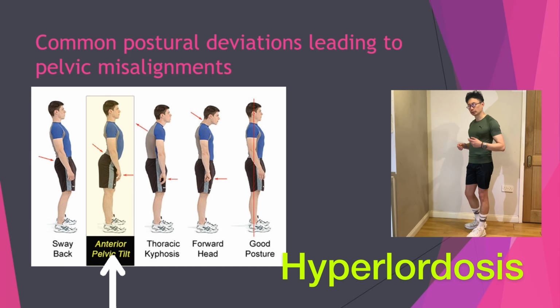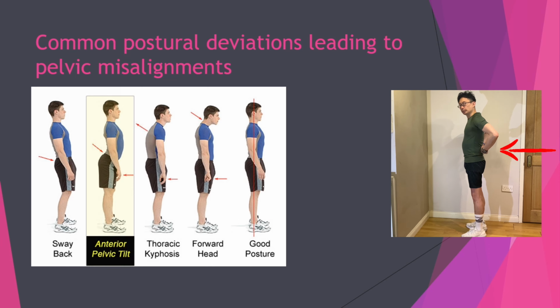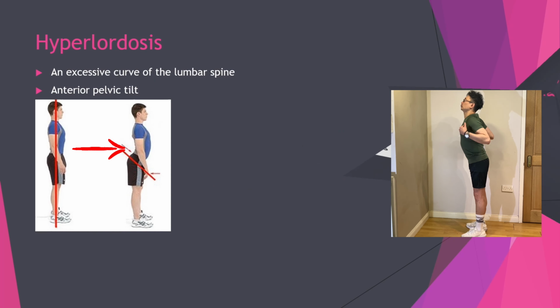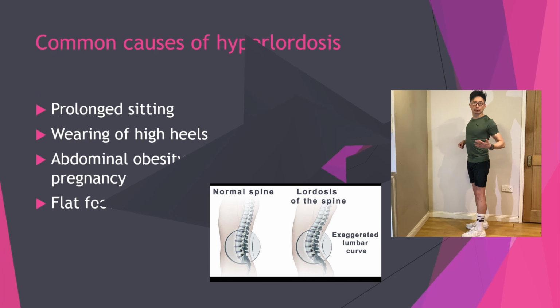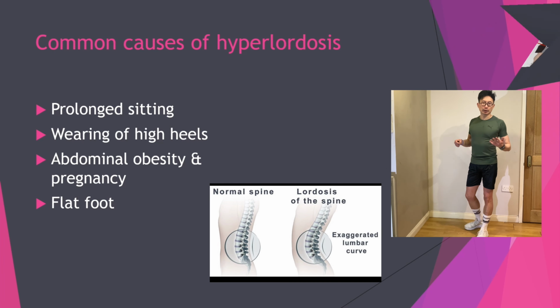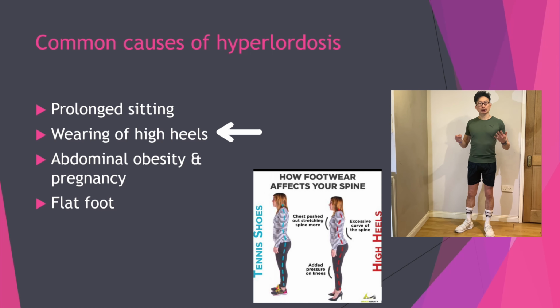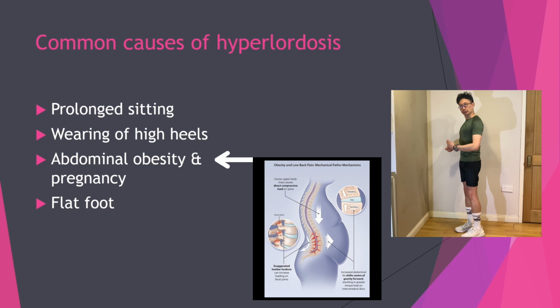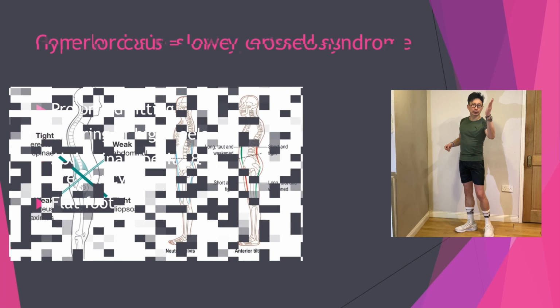First of all, hyperlordosis. This is a natural curve in your lower back, but if this is excessive, this can lead to an anterior pelvic tilt. Hyperlordosis is a very common form of postural deviation, and the common causes include prolonged sitting, wearing of high heels, abdominal obesity, and pregnancy, which shift the center of gravity forward, flat foot.